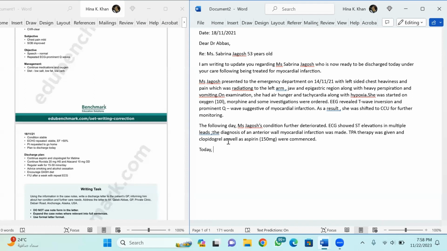Now, if you want, that is also fine. Two days later, her condition improved, with prominent Q waves on the ECG, and her echo was repeated also.